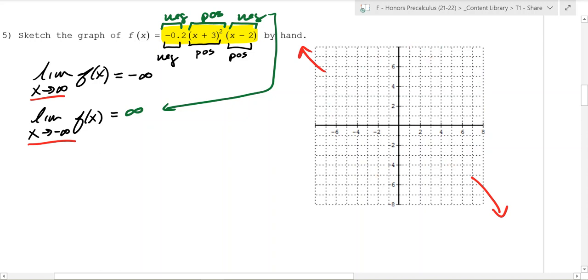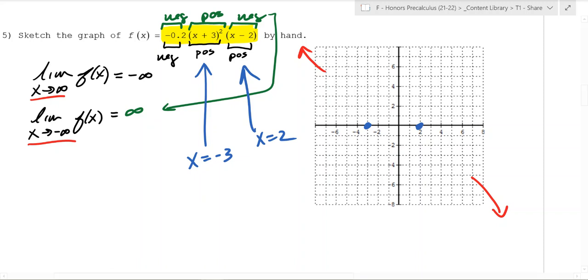Well, we know two of the zeros. Right there, we know it's going to cross at x is equal to negative 3, and right here, we know x is equal to 2 is another zero. So those are the x-intercepts. And also, what are the multiplicities of each of these? Meaning you have an even power here at negative 3. So here, it's going to touch. It's going to bounce off of it. And here, it's going to cross.